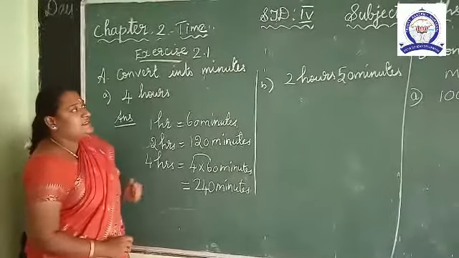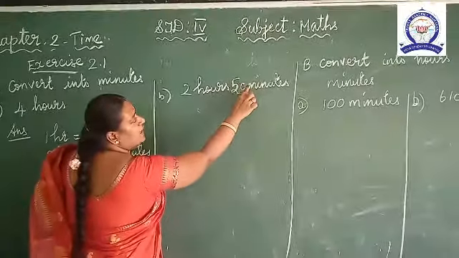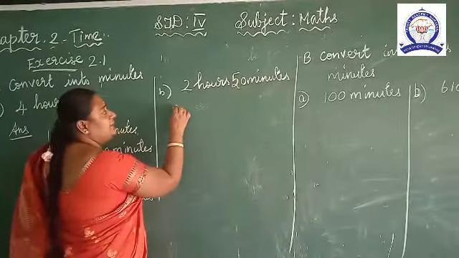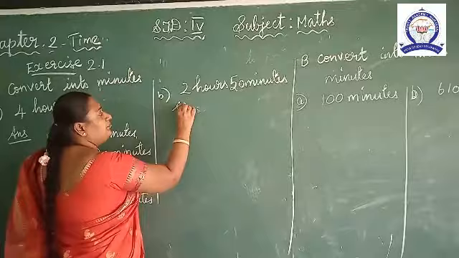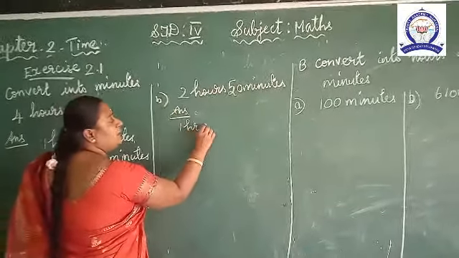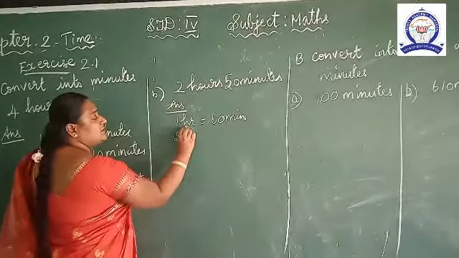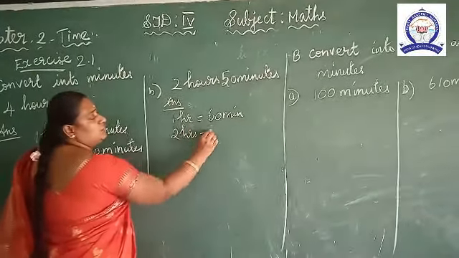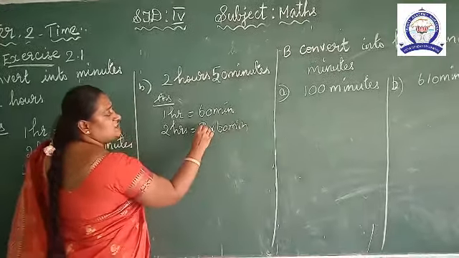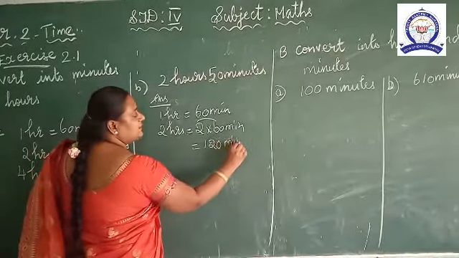Okay. See the second question. 2 hours 50 minutes. Listen. So answer, convert the hours into minutes first. We all know 1 hour equal to 60 minutes. So what is 2 hours? 2 hours is equal to 2 into 60 minutes. What is 2 into 60? That is 120 minutes.